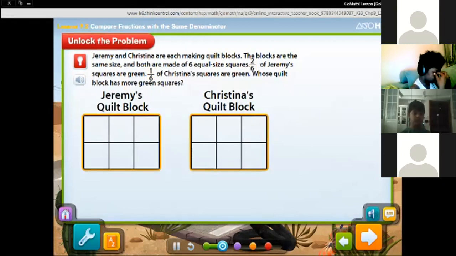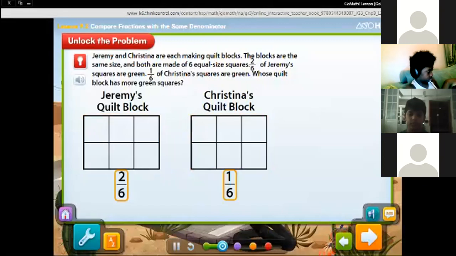Let's start by comparing the whole size of each quilt block. All of the squares that make up the quilt block are the same size. How many equal-sized squares are in each quilt block? 1, 2, 3, 4, 5, 6. Each block is made of 6 equal-sized squares, so the whole quilt blocks are the same size. You can compare two fractions when they refer to the same whole. How are these two fractions alike?